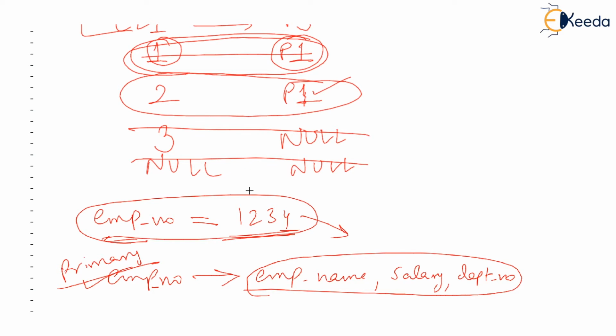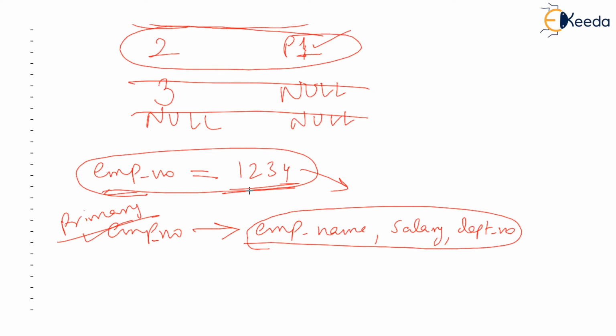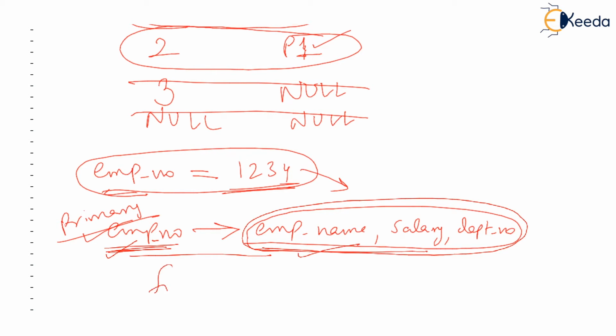Now, this arrow notation, which I have shown, is read as employee number determines all these attributes. You can see that the primary key can determine all the attributes of the table. So suppose this employee table had 18 attributes, 18 columns. Then giving only the employee number will identify all the attributes. This type of notation that I have written is known as functional dependency.